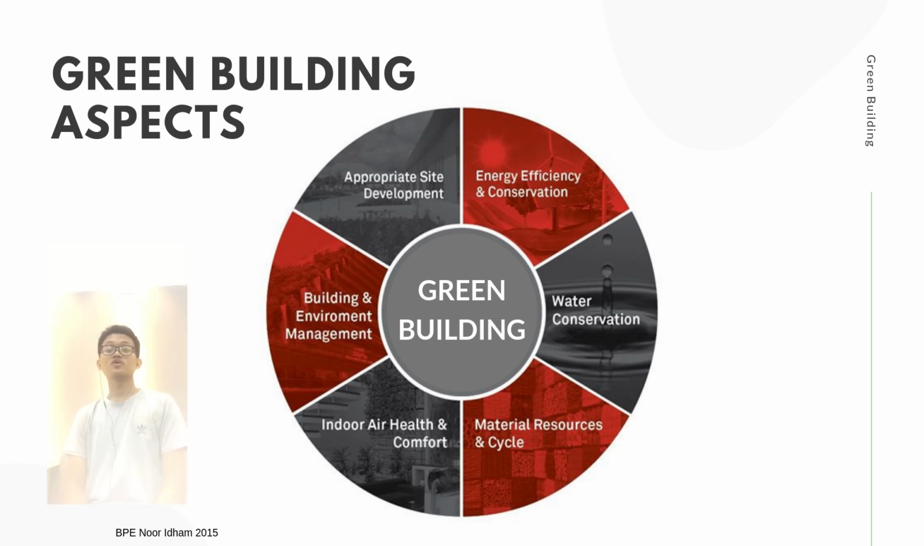And then, green building aspect. Green building is divided into 6 points or 6 aspects. Firstly, appropriate site development, energy efficiency and conservation, water conservation, material resource and cycles, indoor air health and comfort, building and environment management, and that's all. We start from the appropriate site development, okay? This is appropriate site development.